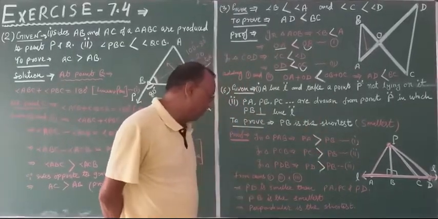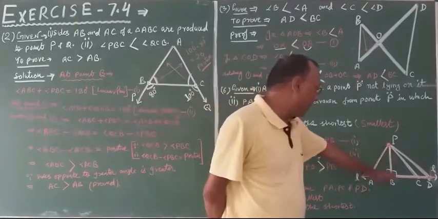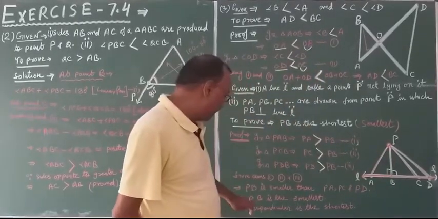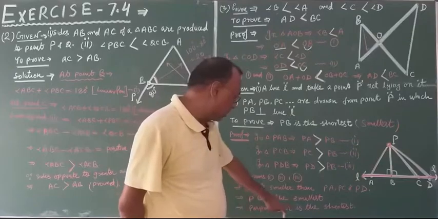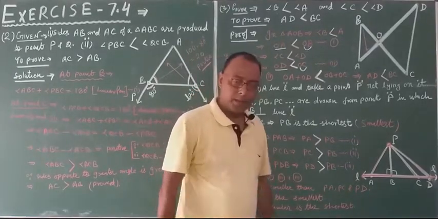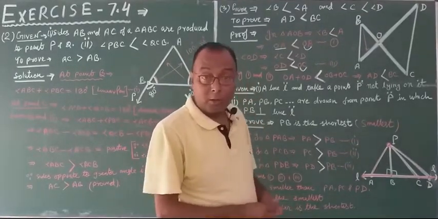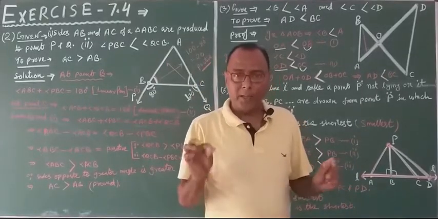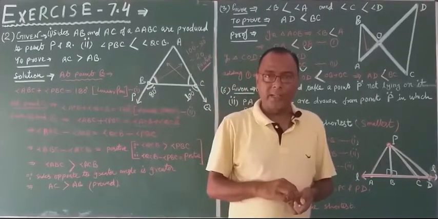And what is this PB? This PB was the perpendicular. So therefore, in place of PB, we are writing that the perpendicular is the shortest side, shortest side or shortest distance. Perpendicular is the shortest distance.